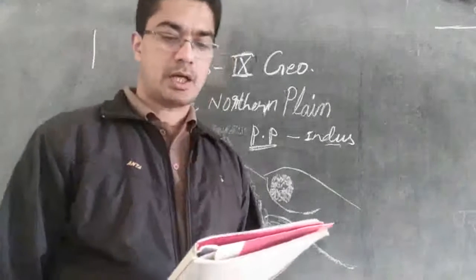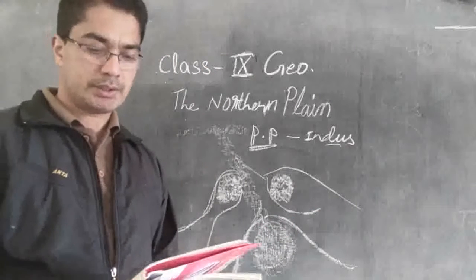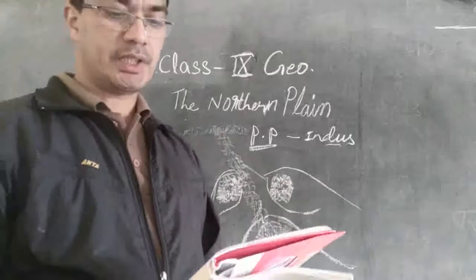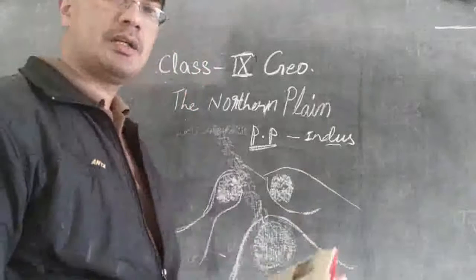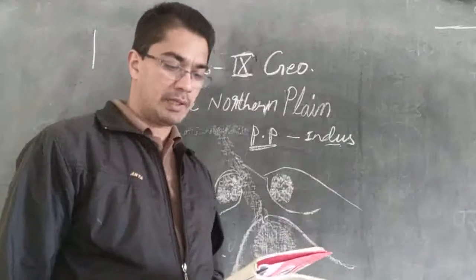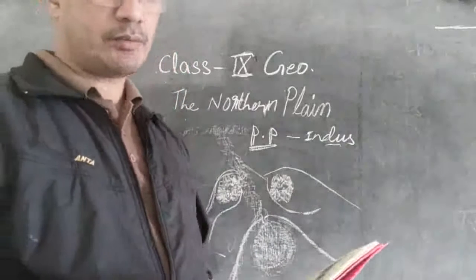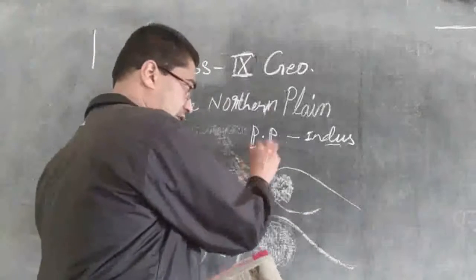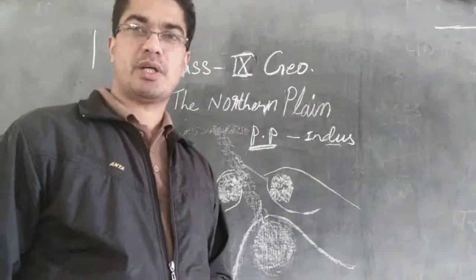And the Indus and its tributaries, the Jhelum, the Chenab, the Ravi, the Beas and the Satluj, originate in the Himalaya. So the river Indus has got 5 tributaries. They all start from the Himalaya. And this section of the plain is dominated by doabs. So the area of this northern plain called the Punjab Plain is dominated by doabs.